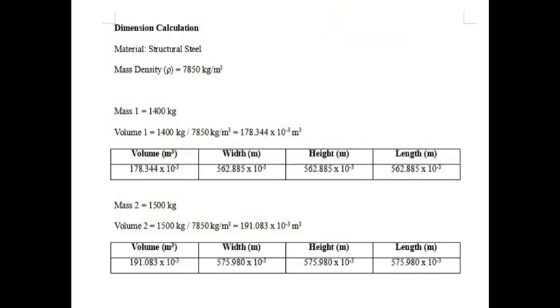meter. To perform the validation in ANSYS, both masses were modeled as solid steel blocks with a density value of 7,850 kg per cubic meter. The required volumes were calculated from the mass density relationship and simplified as cubic geometry. The results in cube dimensions of 562.885 mm for mass 1 and 575.980 mm for mass 2.